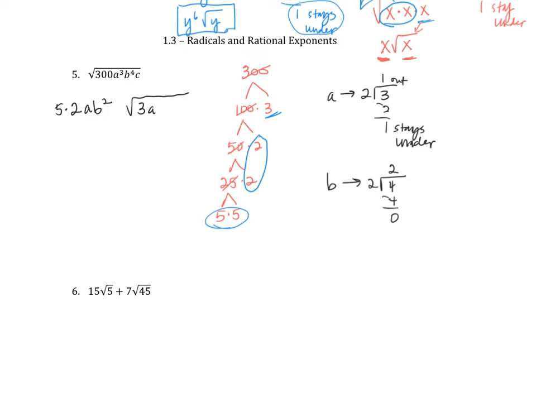And now last I have c. So c is only 1. If your exponent is smaller than the index, then it has to stay under the radical. So 1 can't come out if I need 2. So c stays under the radical. So to simplify, I need to multiply the 5 times 2. So 10ab squared times the square root of 3ac.